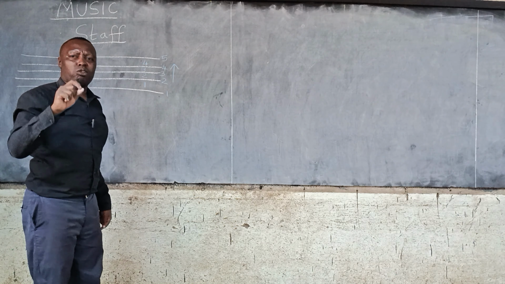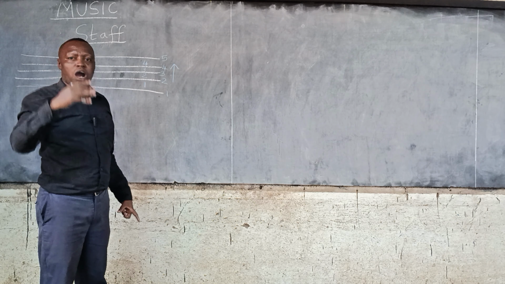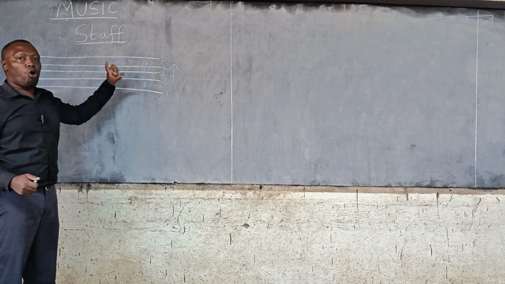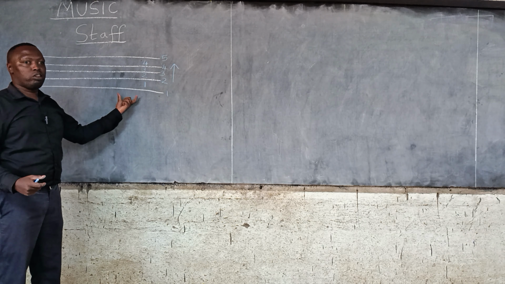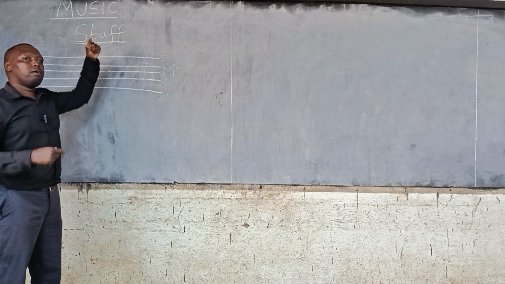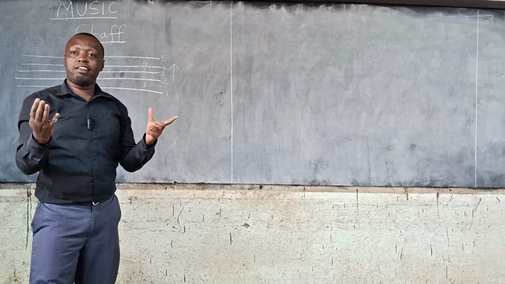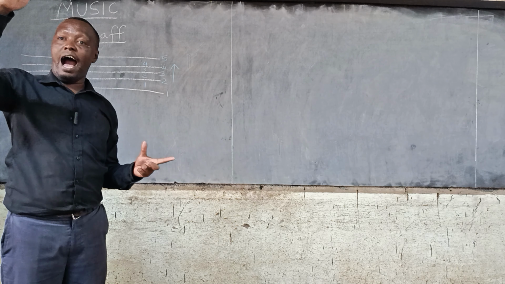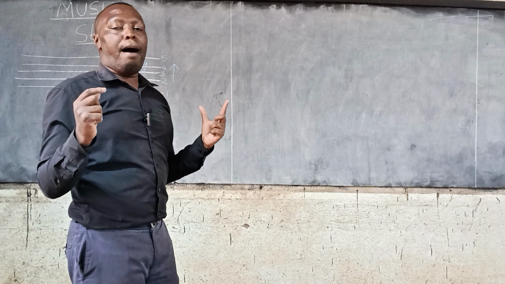Now, there's something that we said about pitches, how high and low the sound is. On the staff, this is where we show the high pitch and the low pitch. When it's down here, it is a low one. As it moves up, it becomes high. So the staff shows us how the pitch is, either low or high. I hope now you've understood about the pitch.